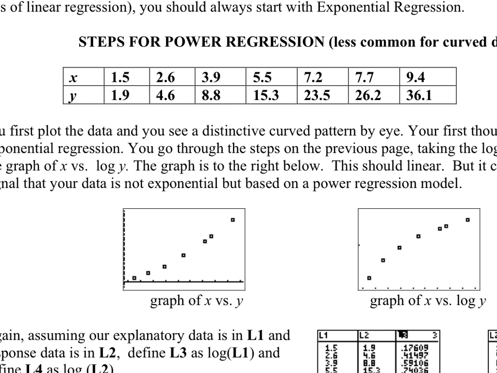3.9? Yes. 5.5. 7.2. 7.7. And 9.4. Okay. And the other ones? 1.9. 4.6. 8.8. 15.3. 23.5. 26.2.